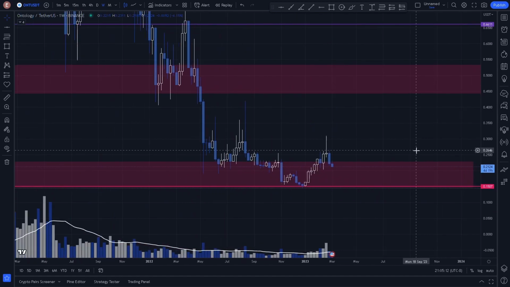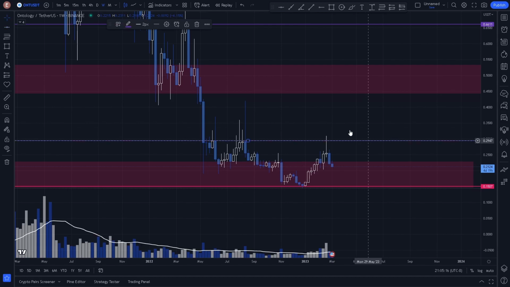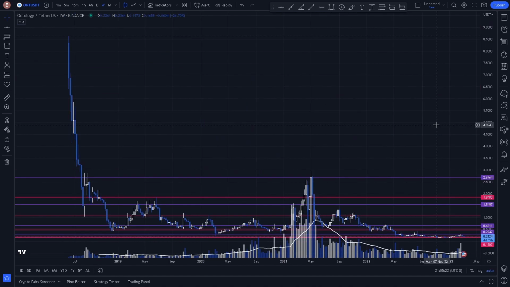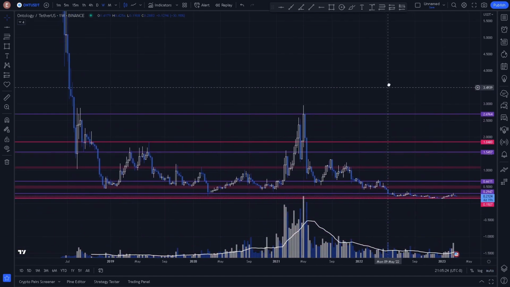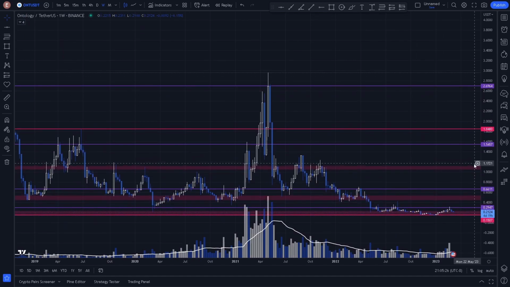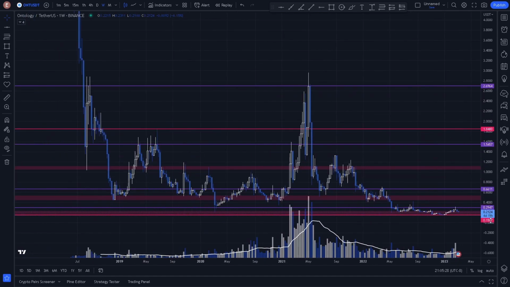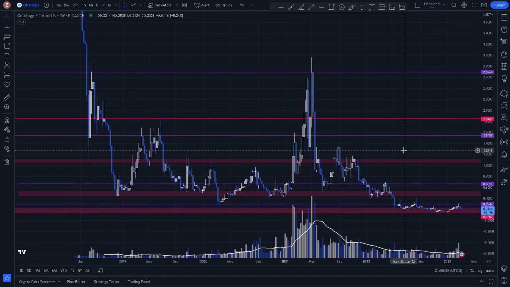Looking at more recent price action, we can go ahead and see this key level right here, where we see multiple reactions acting as resistance. So, zooming out on our chart, we can go ahead and say these are all the key levels on the monthly and weekly time frames.